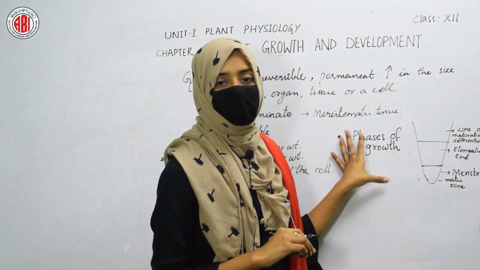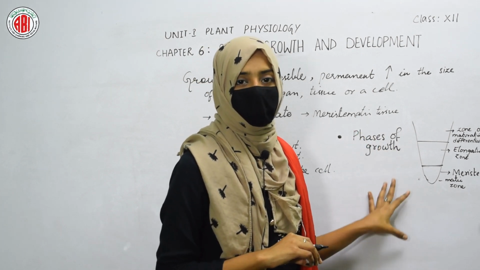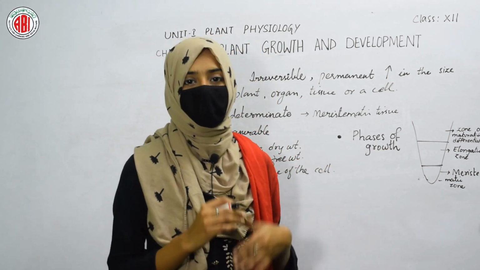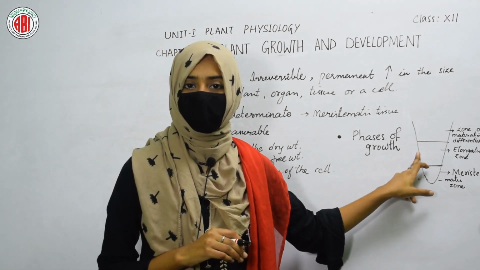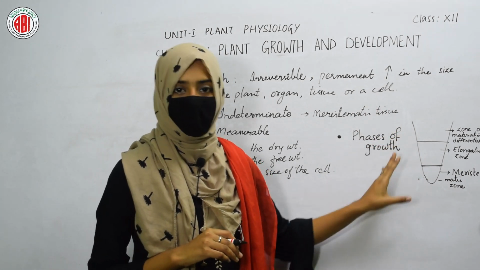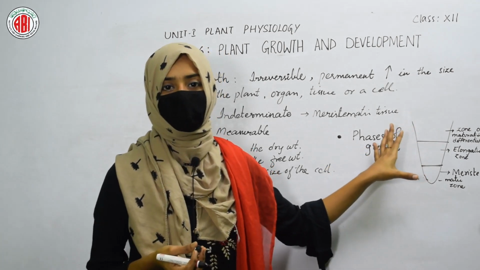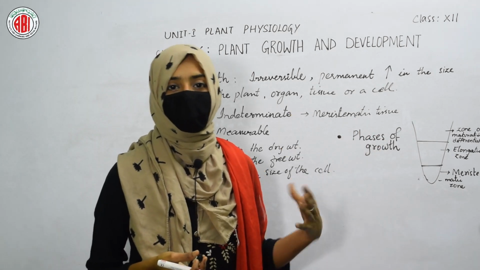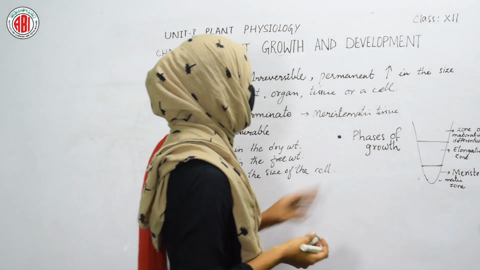As a whole, the phases of growth are classified into 3 types of zones. The first zone is the meristematic zone, in which continuously dividing cells are present. Next to the meristematic zone, the elongation zone is present, in which the cells are elongated. Next to this, the zone of maturation or differentiation is present, where the matured cells are present. These cells get differentiated and perform different functions in the plant body. So this is about the phases of growth.